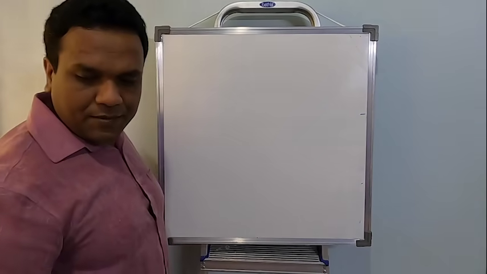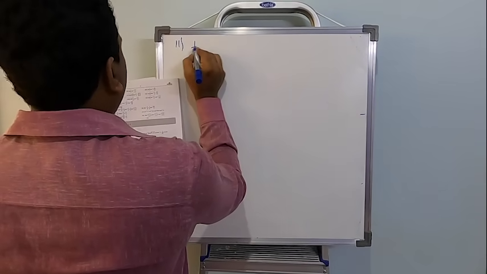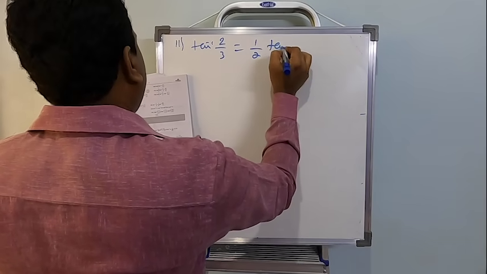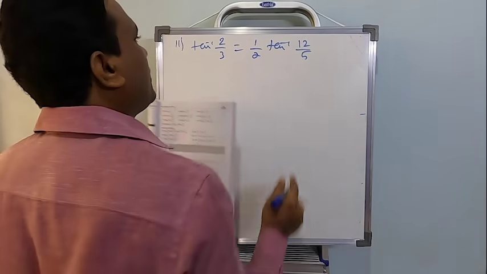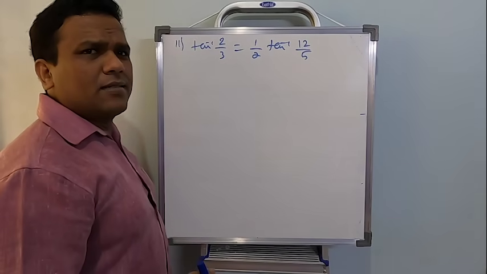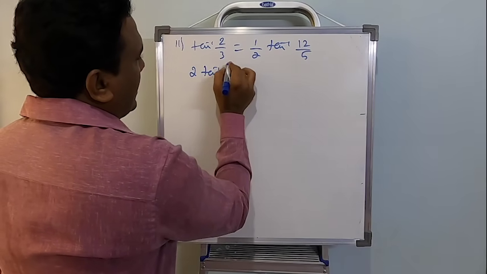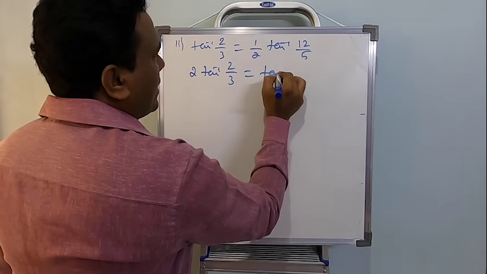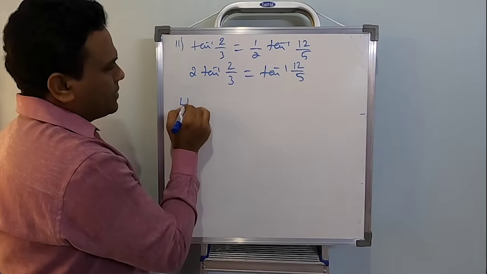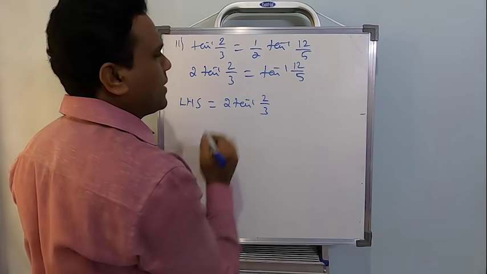Now let's move on to the second problem. We have to prove that tan inverse of 2 by 3 equals 1 by 2 multiplied by tan inverse of 12 by 5. So whenever you find 1 by 2 on the right hand side, better you shift it to the left side and start. So 2 tan inverse 2 by 3 can be written as tan inverse 12 by 5. This is what we need to prove. So let us select the LHS. The LHS is 2 tan inverse 2 by 3.